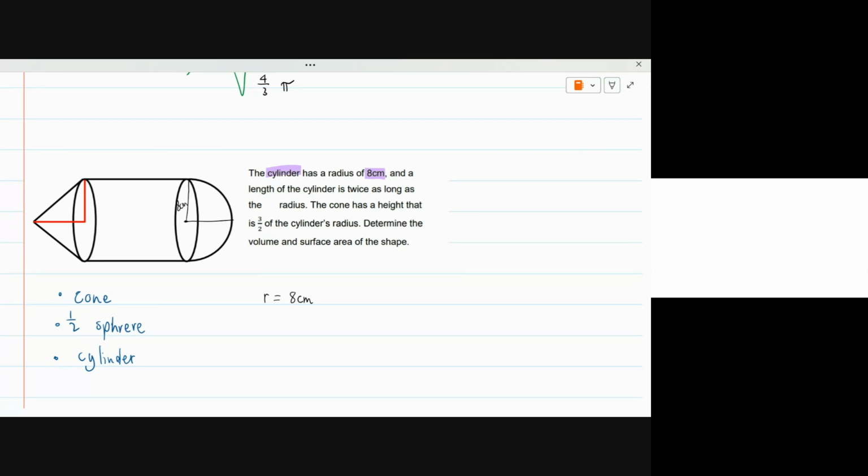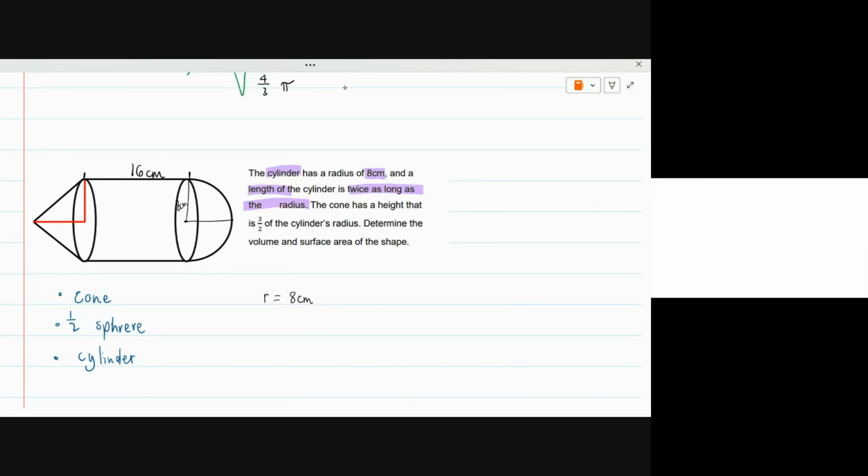Now it says the length of the cylinder is twice as long as the radius. So what is the length of my cylinder? How long is my cylinder from here to there? If it's twice as long as my radius, it's 16 centimeters. Okay, let's keep reading.